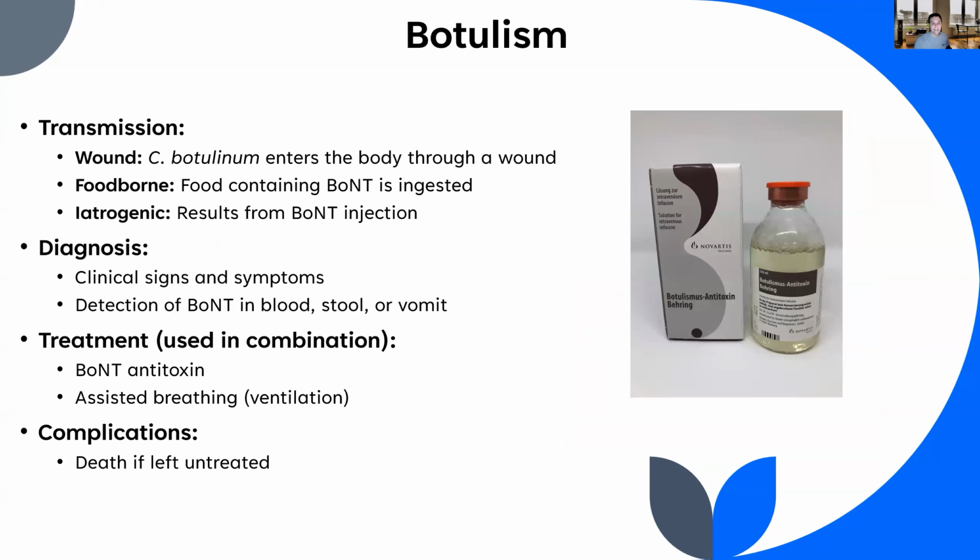So how do we get botulism? Well, there's what we call wound botulism, and this is where Clostridium botulinum enters the body through a wound. Most commonly, it's actually going to be foodborne, so food containing the neurotoxin gets ingested. Things you want to watch out for: improperly canned or preserved food.